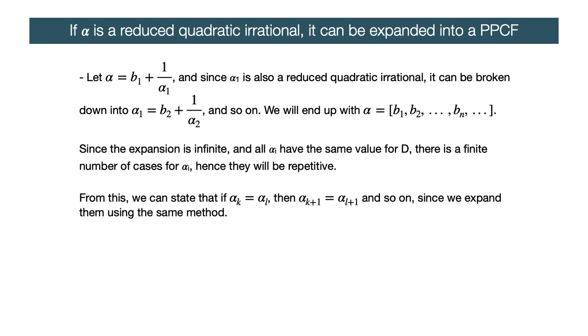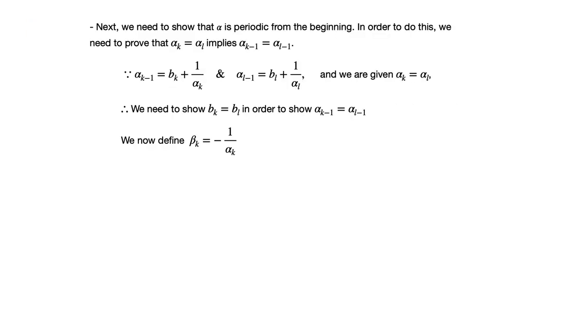Hence, they'll be repetitive. From this, we can say that if a_k is equal to a_l, then a_{k+1} is equal to a_{l+1} as well, because we're expanding them in the same way. Next, we need to show that alpha is periodic from the very beginning to show that it's purely periodic. And in order to do this, we're going to prove that if alpha_k equals alpha_l, alpha_{k-1} is equal to alpha_{l-1}.